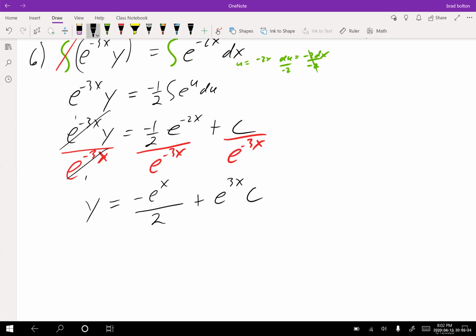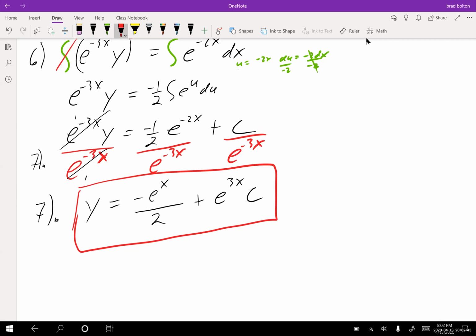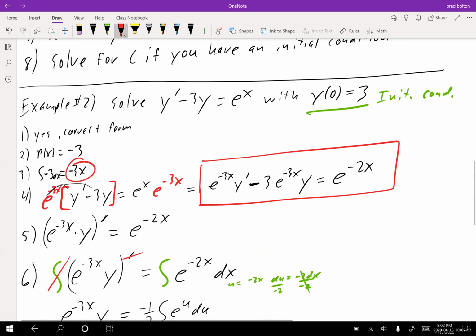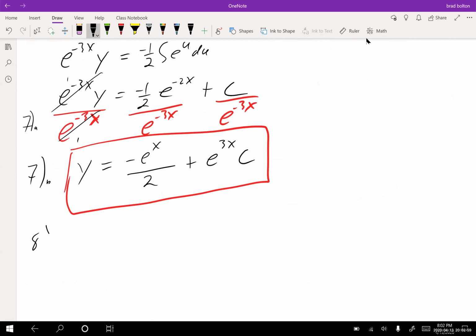Okay, so this is technically our answer. This is step 7. I think I forgot to write it. So step 7, we solved, so I guess this is kind of 7a, and this is part B, where we divided, okay? So now we have, basically, our differential equation answer. We now have that y is equal to negative 1/2 e to the x plus c times e to the 3x. So technically this would be done. However, they gave us an initial condition of y of 0 is equal to 3. So we can do step 8. Not all of the problems have a step 8 because you aren't always given initial conditions.